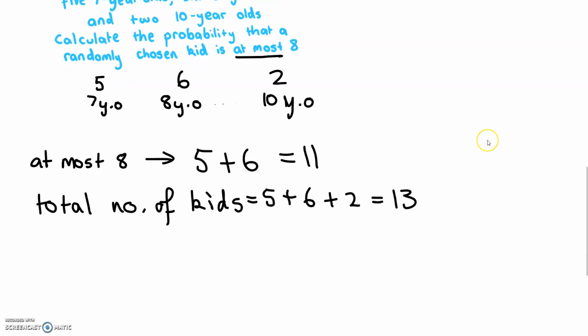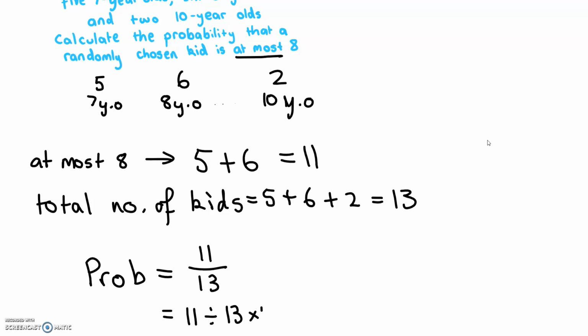So then the probability of one of the kids being at most 8 would be 11 out of 13. And again, we could quickly turn that into a percentage by dividing and timesing by 100 if we wanted to. Don't have to, but that's roughly 84.6% chance.